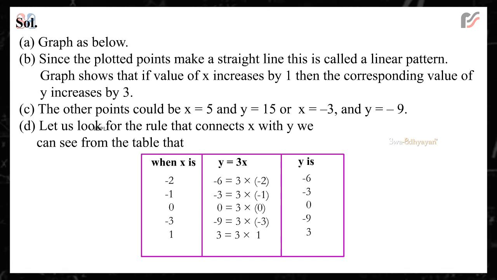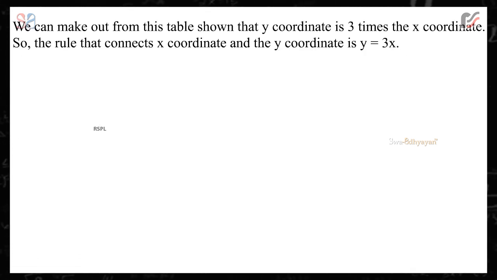When x is -3, y is equal to 3x, which becomes -9, equal to 3 multiplied by -3. Y is -9. When x is 1, y is equal to 3x, which becomes 3, equal to 3 multiplied by 1. Y is 3. We can make out from this table that the y coordinate is 3 times the x coordinate. So, the rule that connects the x coordinate and the y coordinate is y is equal to 3x.